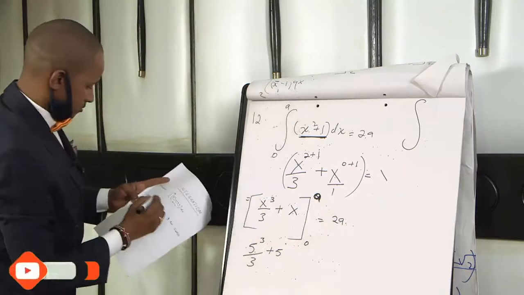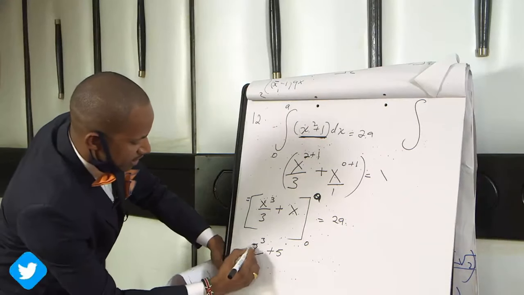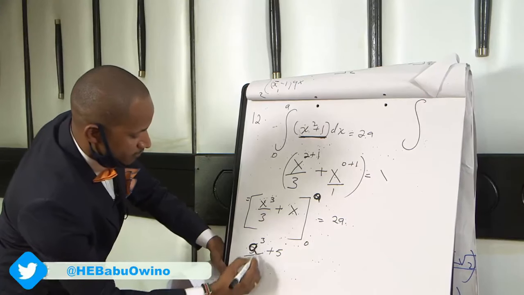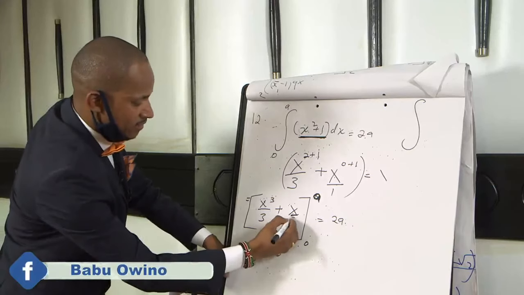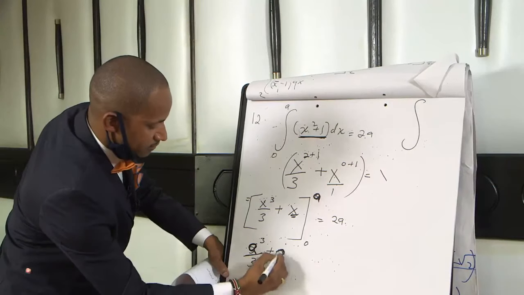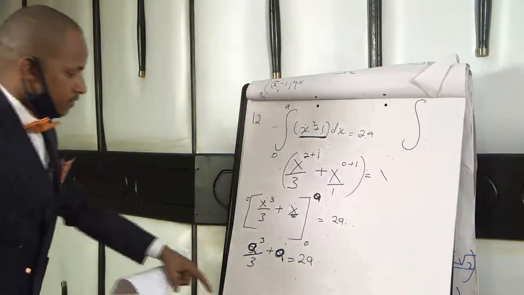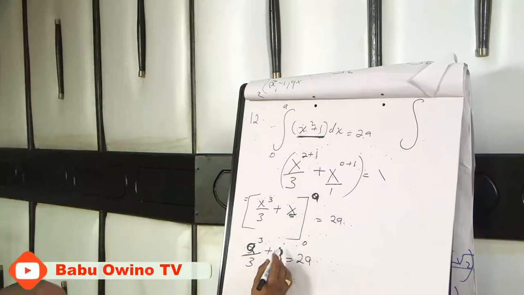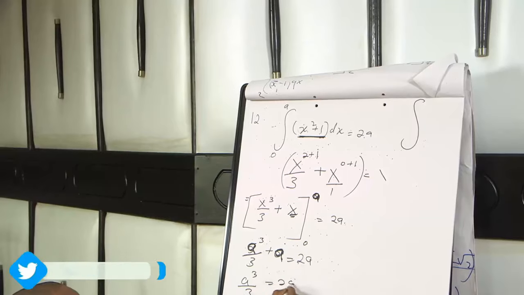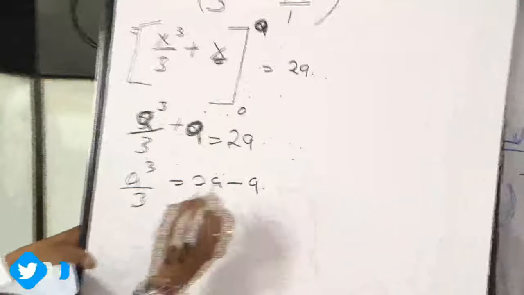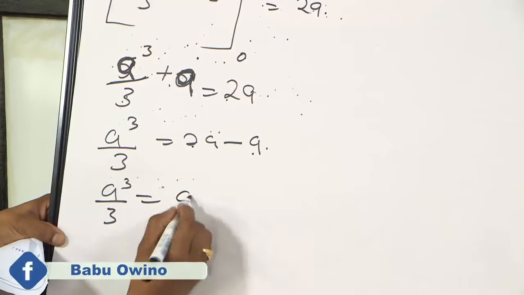So we are finding the value of a. So where there is x, you write a. So it is a cubed, a raised to power 3 divided by 3, plus, this is a, not 5, a, equals 2a. Then collect the like terms. a raised to power 3 divided by 3 equals 2a. When a crosses to the other side it becomes minus a. So a raised to power 3 divided by 3 equals 2a minus a, which is a.